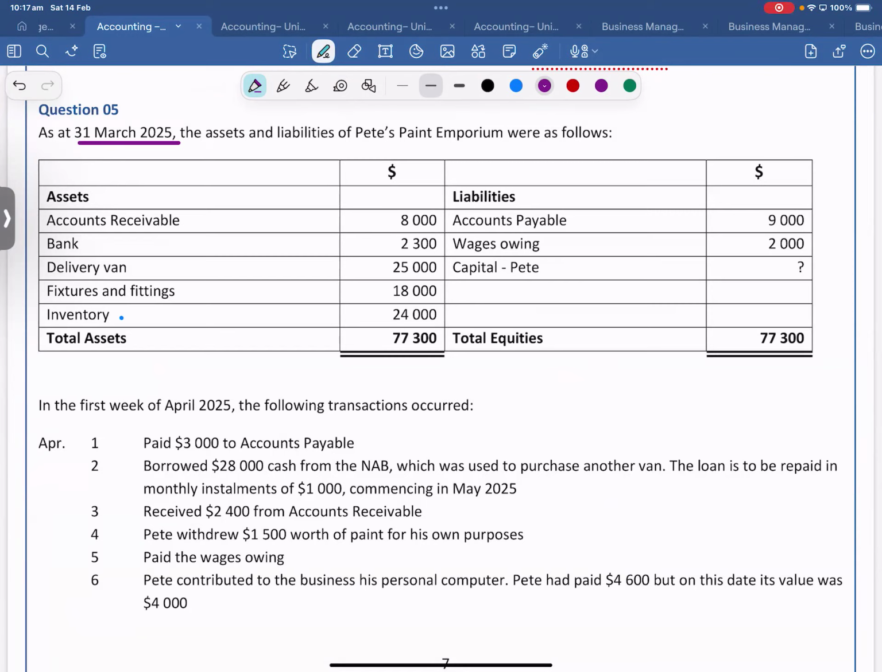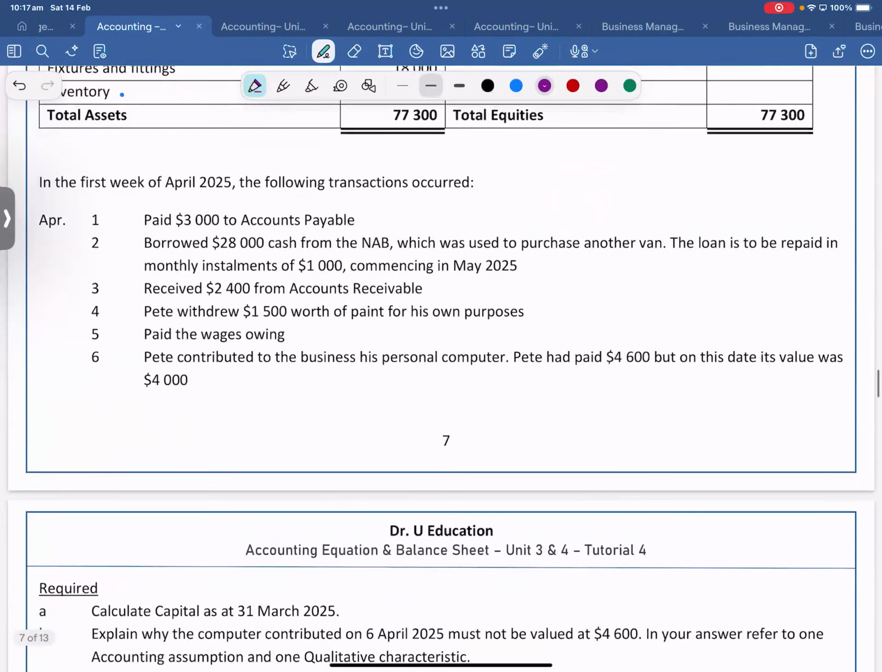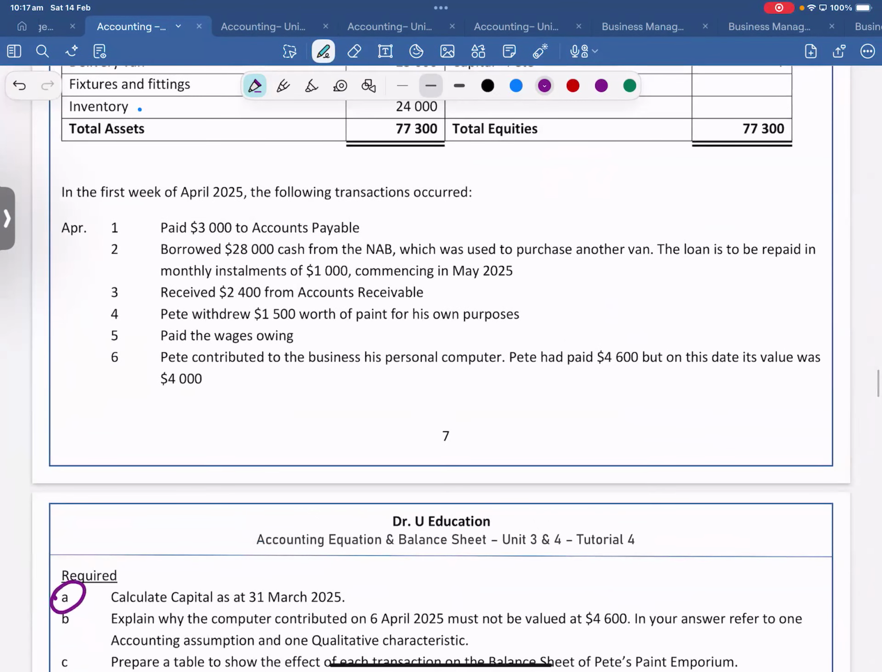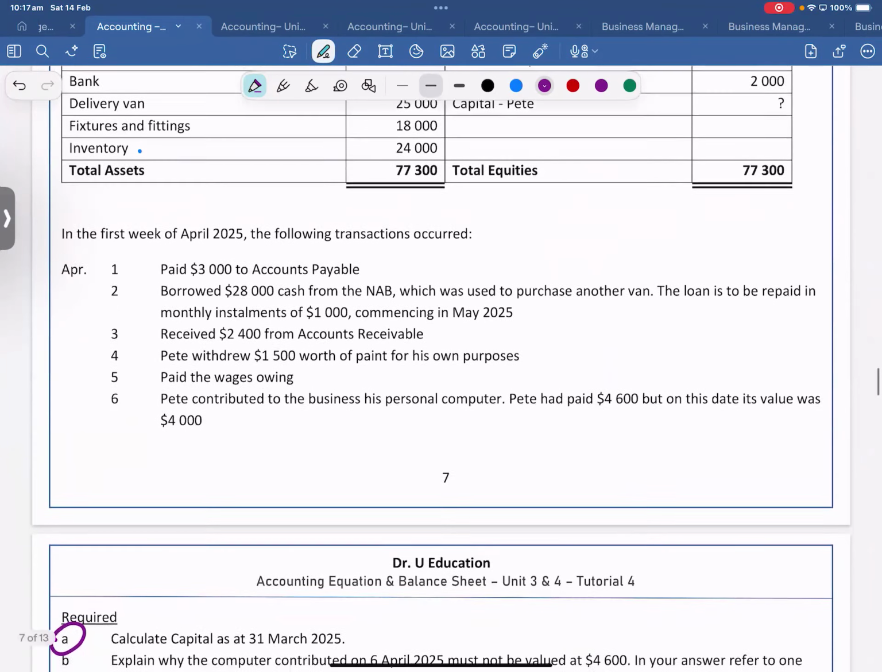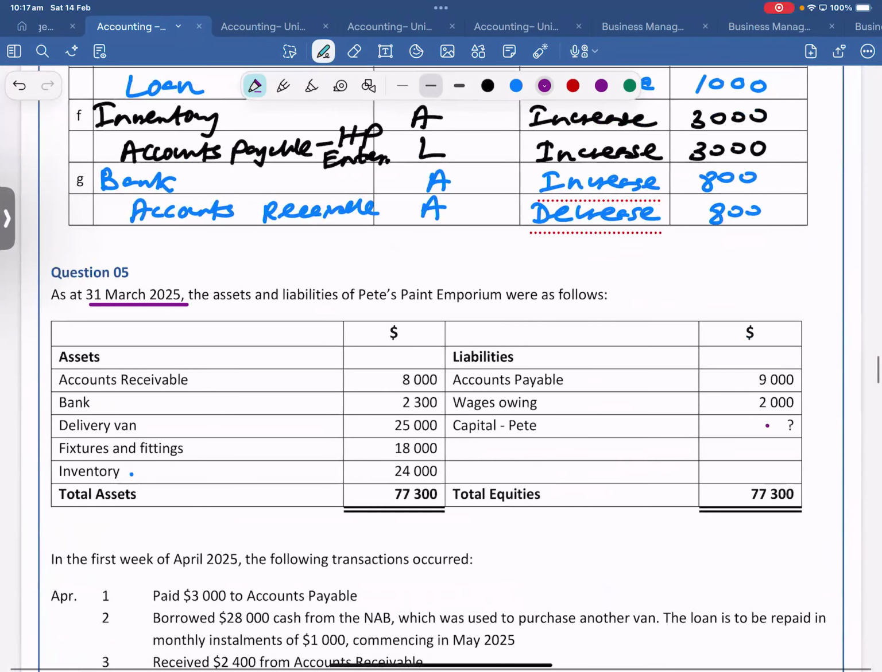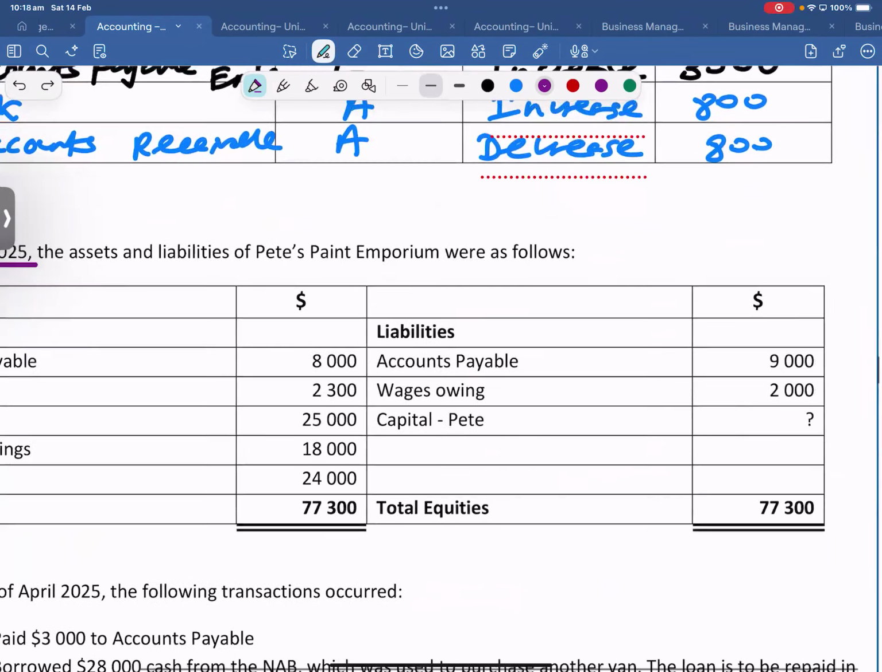First week of April 25, the following transactions occurred, right? And then 6 transactions have been given. Now, what should we do? Firstly, part A. Calculate capital as at 31st March. Why do they ask us to calculate capital? Because capital is a question mark, yes? Right. Shall we start with capital? Okay.